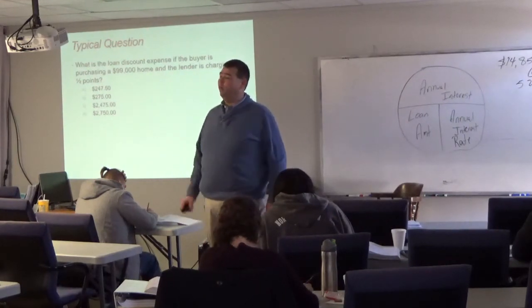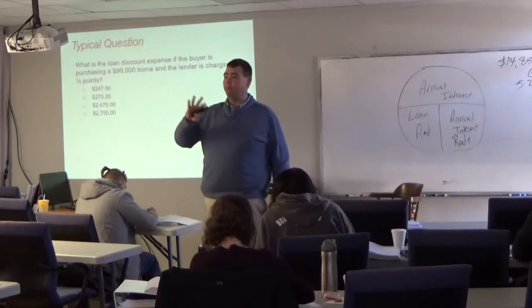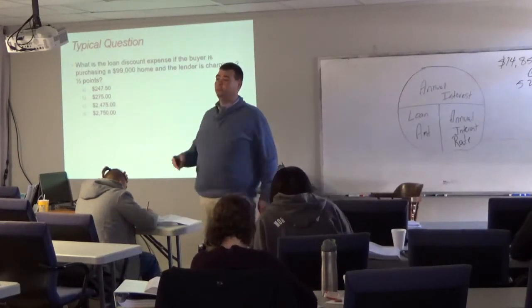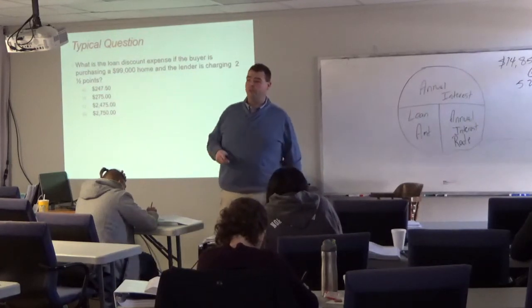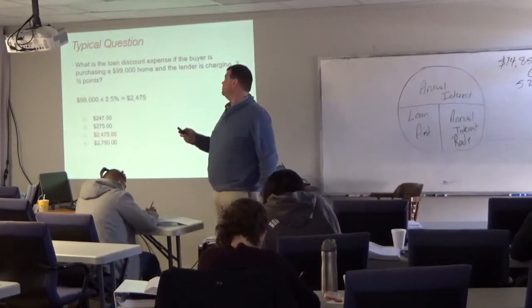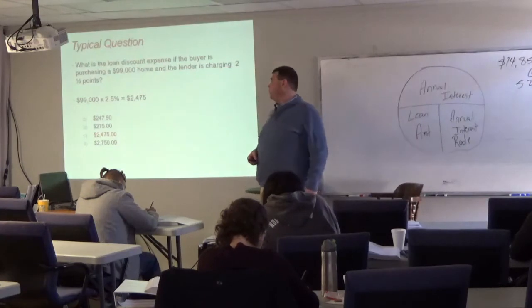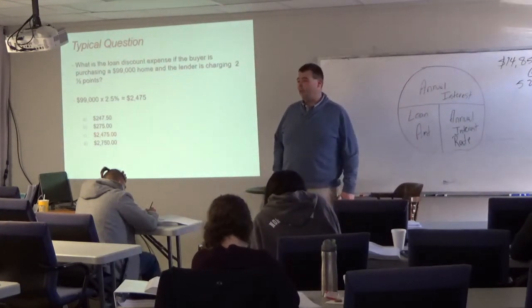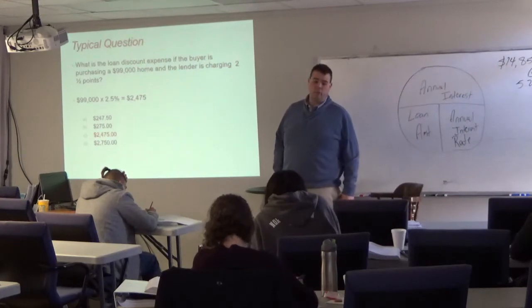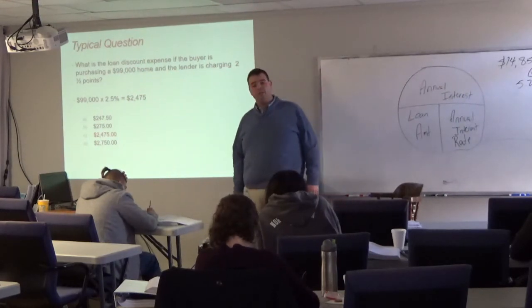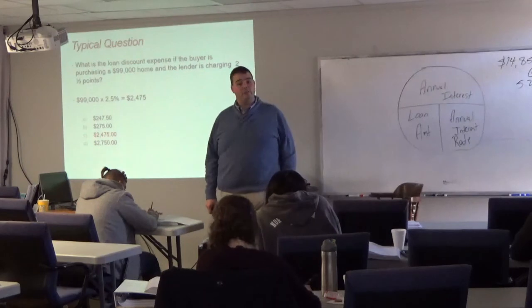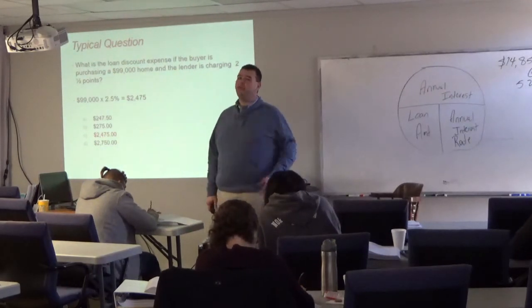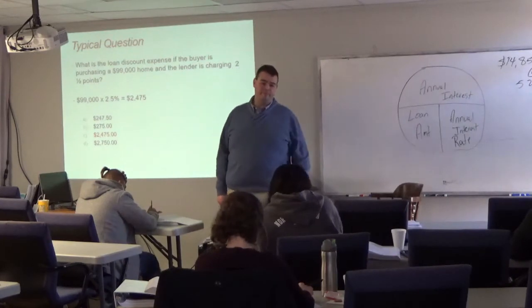So we can do it either way. We can either figure out 1 point, what it costs, and multiply that times 2.5, or we could just take the 99,000 and multiply times what? 2.5%. So we do that, we come up with $2,475 in discount points. So what that means is that at closing, I'm going to have to pay the lender $2,475.